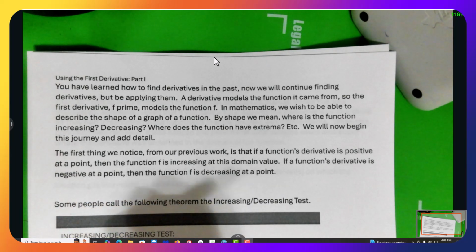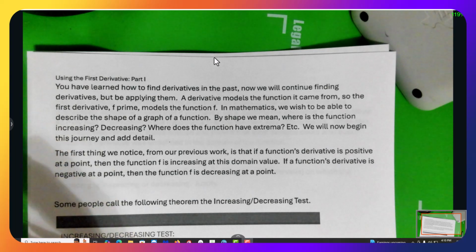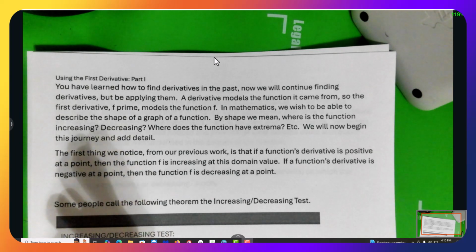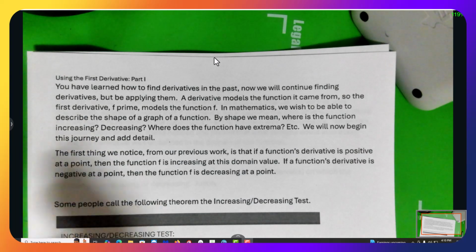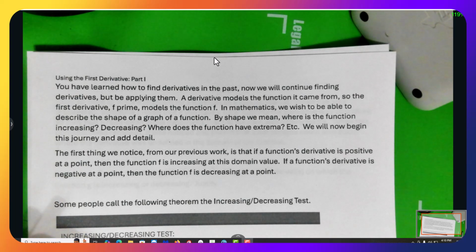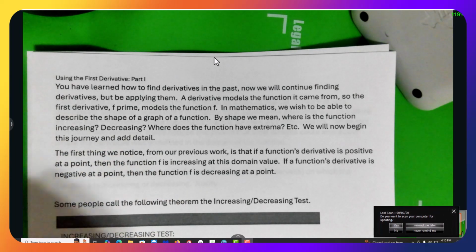All right, so we want to be able to look at the shape of a graph. When we're talking about the shape of a graph, that's using normal language, but mathematically what we care about is, where is the function increasing? Where is the function decreasing? Does the function have relative extrema, mins, maxes, global extrema, mins, maxes? Where is the function concave up? Where is the function concave down? Does the function have asymptotes? This is where we're going.